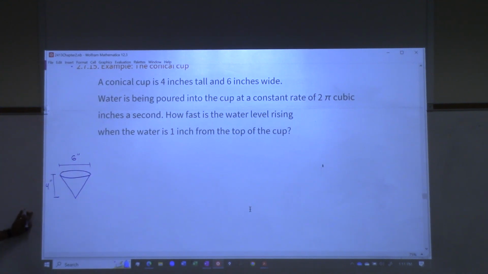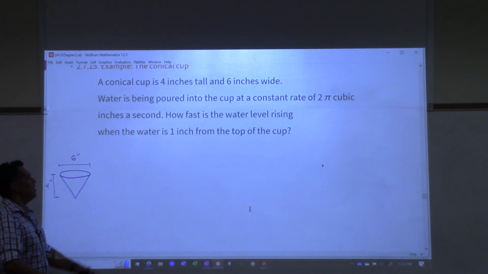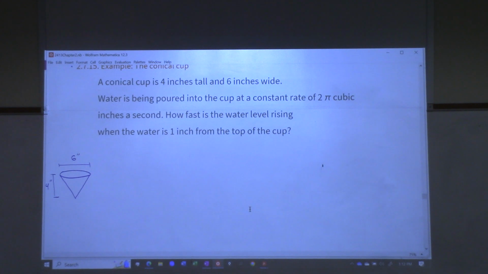Then we're told that water is being poured into this cone at a constant rate of 2 pi, which is just some number, 6 and some change, cubic inches per second. How fast is the water level rising when the water is 1 inch from the top of the cup?